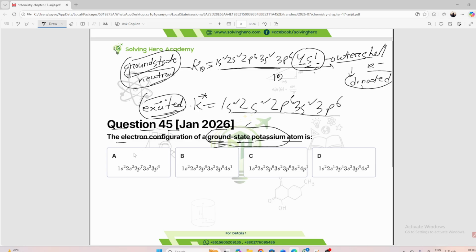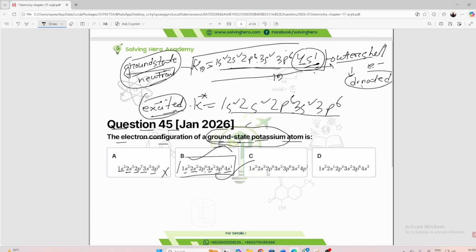So see which one will be the answer? 1s2, 2s2, 2p7, 3s2, 3p6. Nope. B: 1s2, 2s2, 2p6, 3s2, 3p6, 4s1. This is the answer. See, ground state 1s2, 2s2, 2p6. These and these both are similar, right? So this is the ground state potassium.